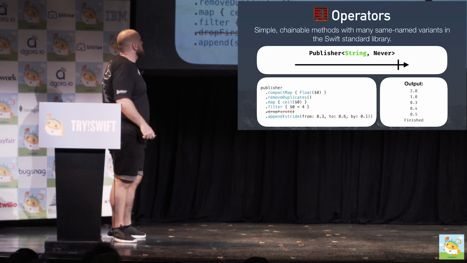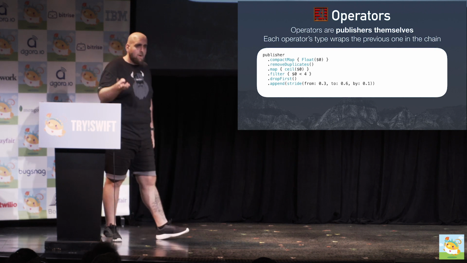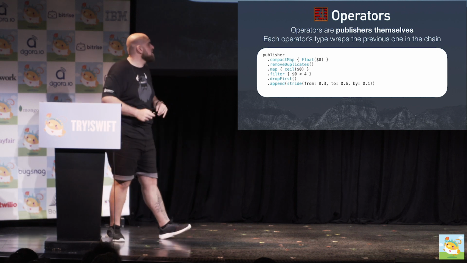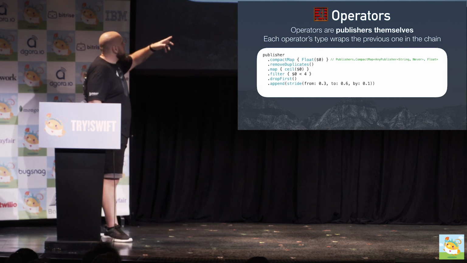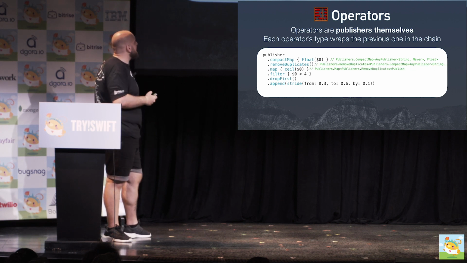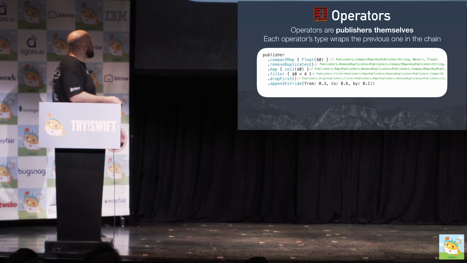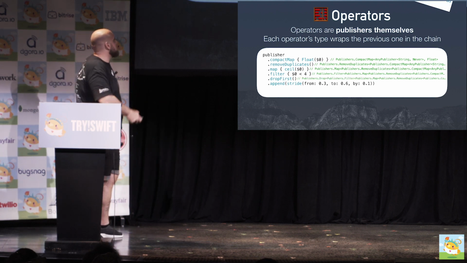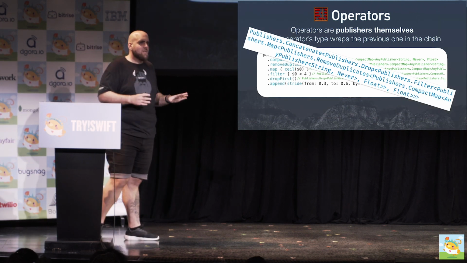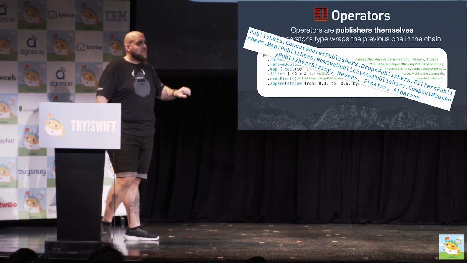One interesting fact about operators is that they are themselves publishers, and they have their own types, and each type wraps the type of the previous one, which might be a bit confusing. So here we have our any publisher that emits strings. It's wrapped by this compact map. Then it's wrapped by remove duplicates. Then it's wrapped by map. Then it's wrapped by filter. Then it's wrapped by drop. And eventually, by the end of the chain, this is the return type, this thing. So if you have a method that does this computation and you want to return this, you have to return this entire thing to your consumers. And this is really problematic.